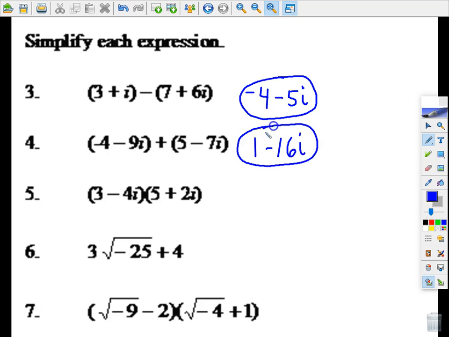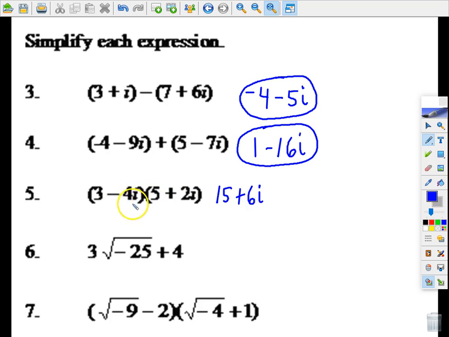And that is my answer for number 4. Okay, and number 5, notice we do have multiplication. So this is where we're really just going to apply the FOIL method. So first, multiply together, 3 times 5 is 15. Then the outside terms multiply together, 3 times 2i is 6i.